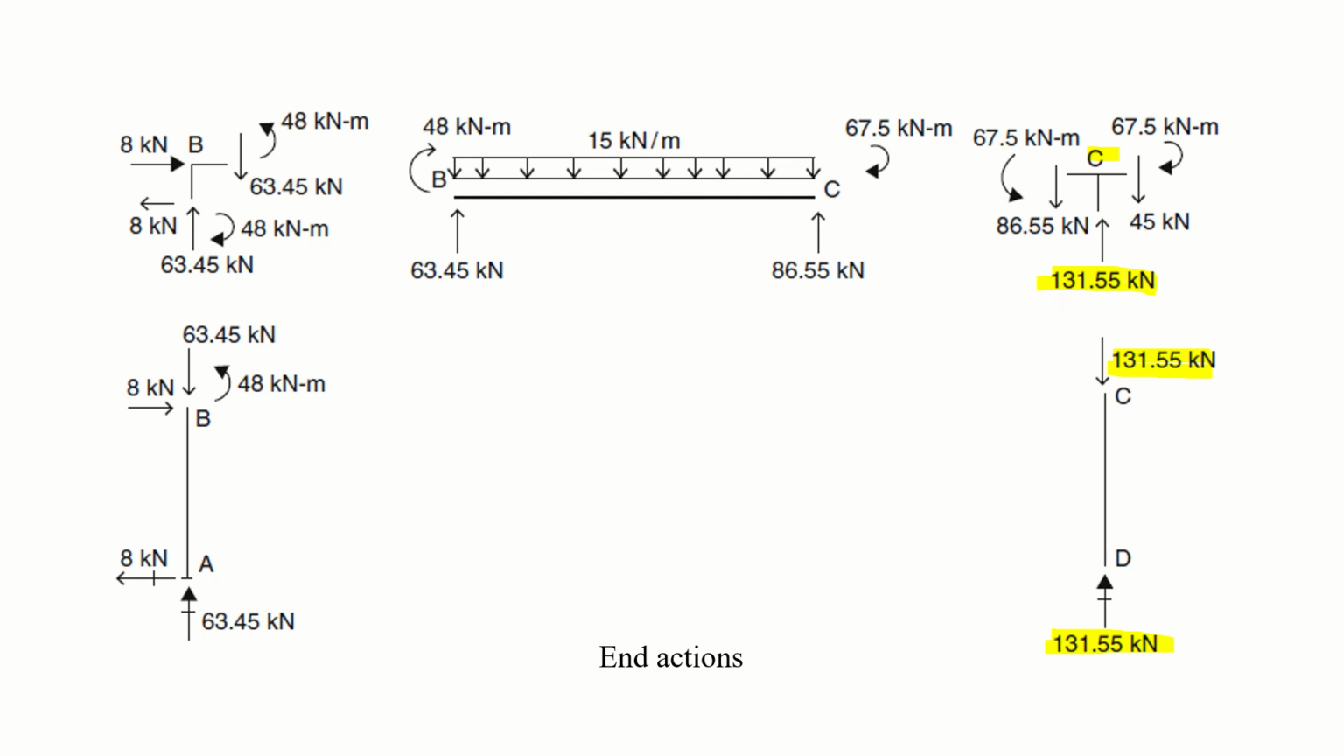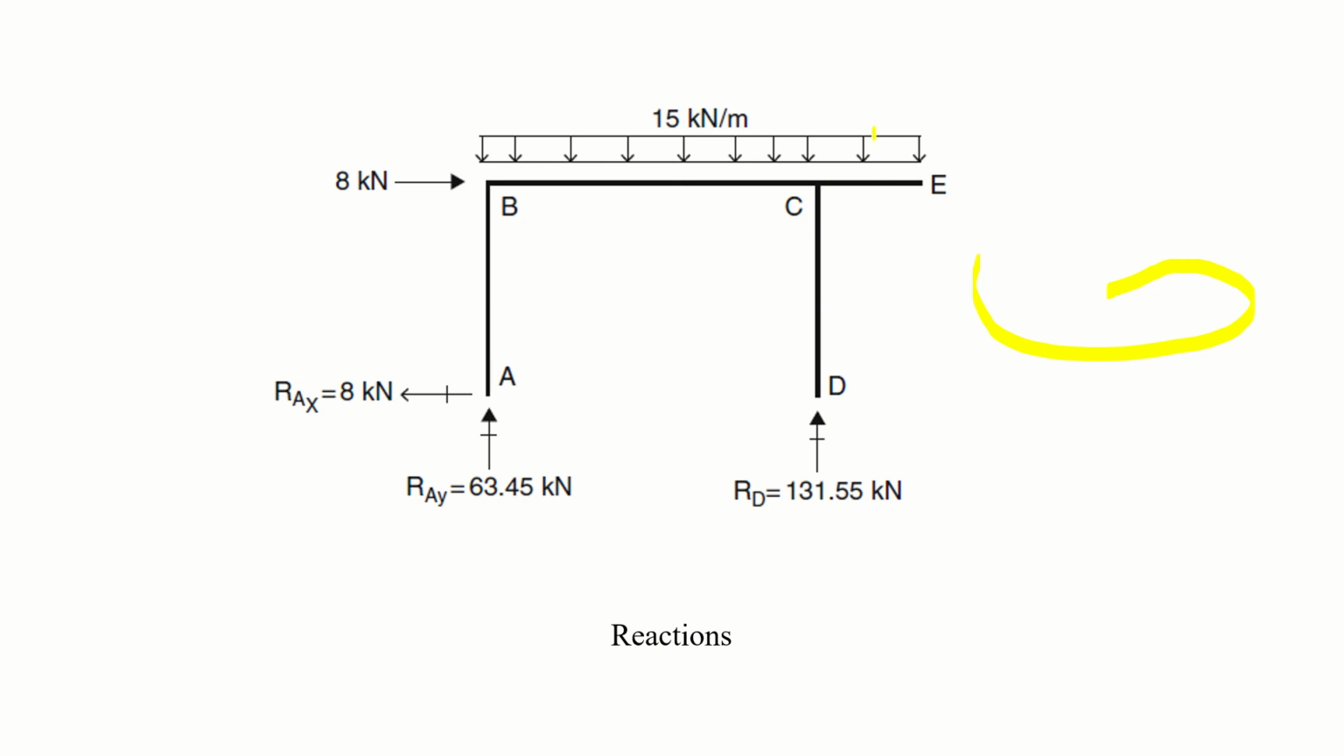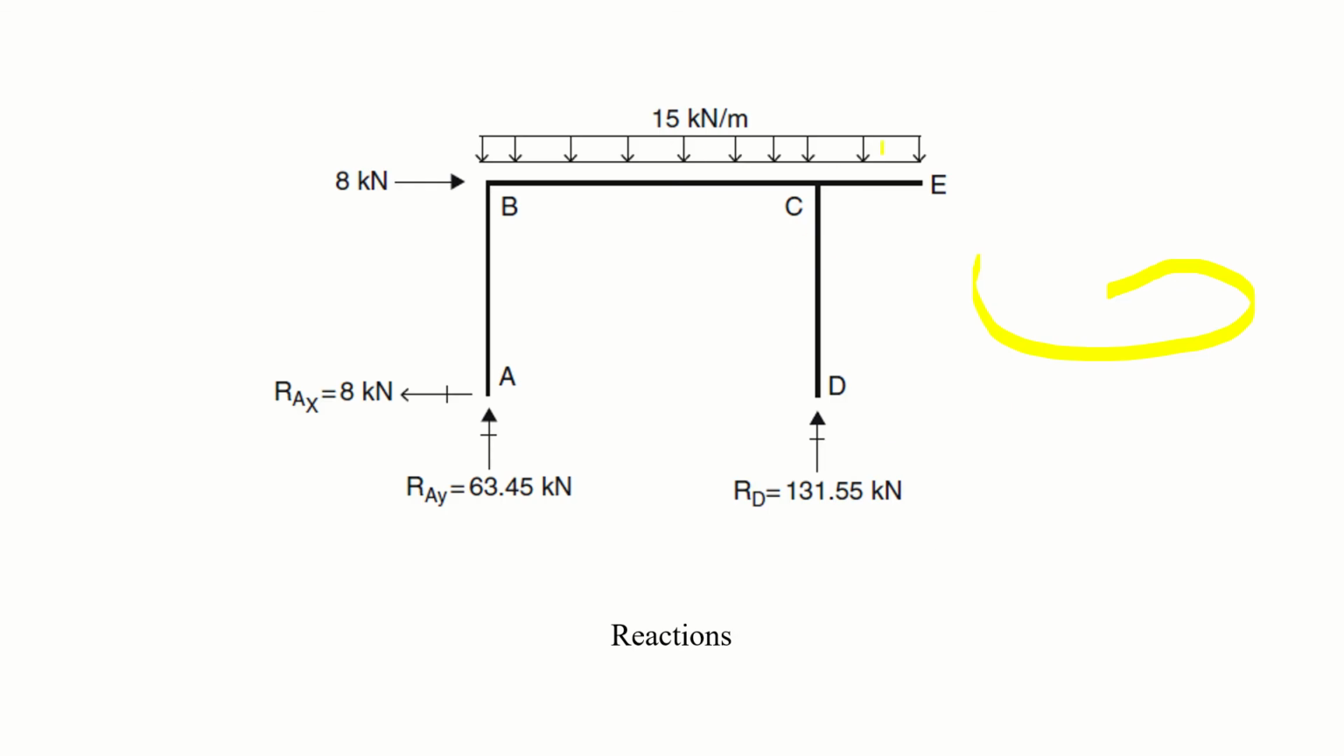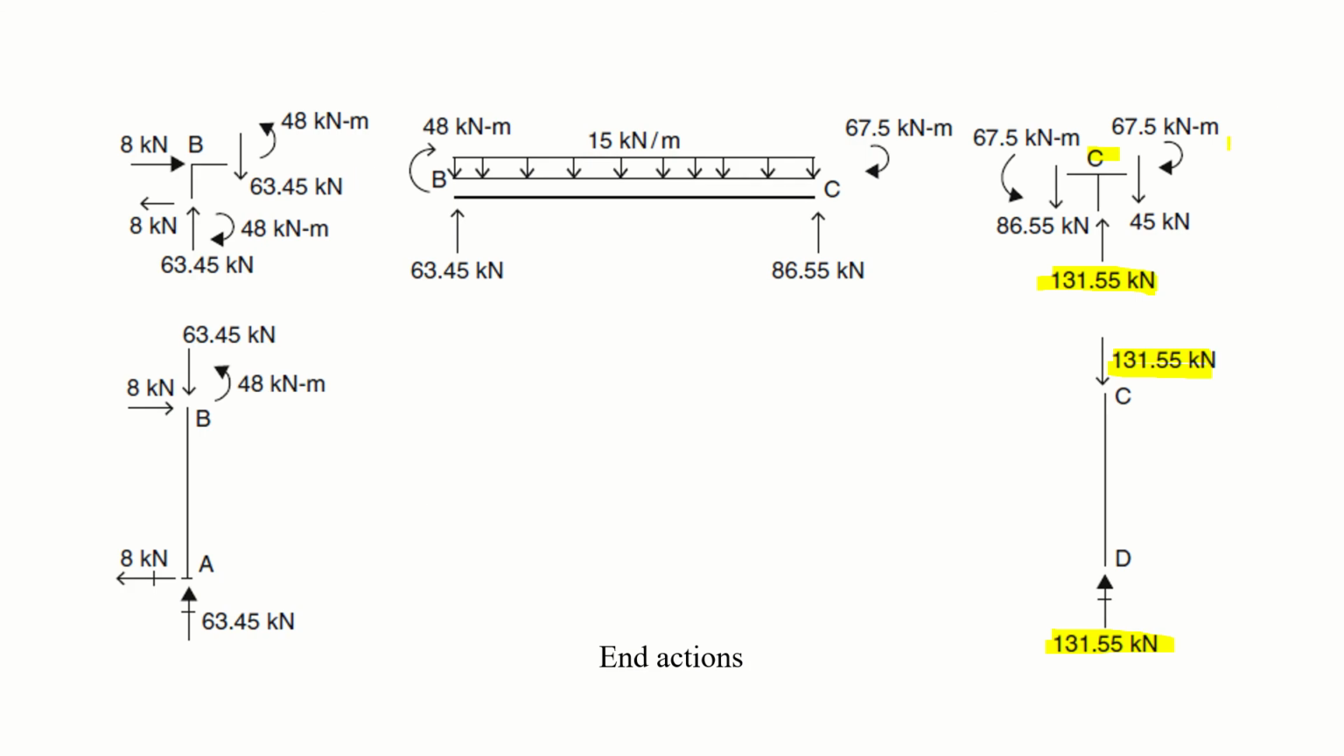As I told you previously, you just have to shift this force. For example, the UDL is 15 kilonewton per meter, and this distance is 3 meter, so 15 into 3 is 45. So this downward force is acting, and its magnitude is 45 kilonewton, and its bending moment will be 45 into 1.5. It is acting in the clockwise direction, and magnitude is 67.5. Now this is externally applied load.